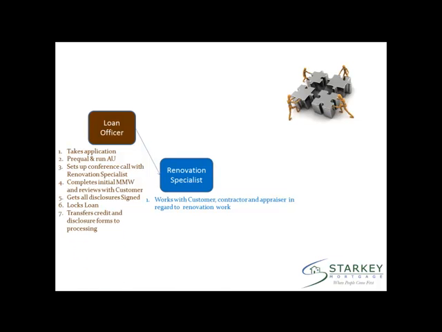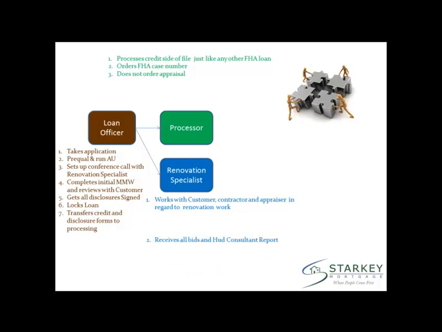The loan officer will transfer the credit and the disclosure forms to the processor, and then the processor gets involved. This is the same processor that the loan officer would normally use for all of their other loans. There is not any special processor for a renovation loan. The processor processes the credit side of the file just like any other FHA loan, orders the FHA case number, but does not order the appraisal.